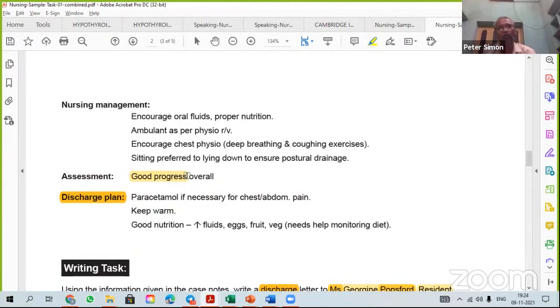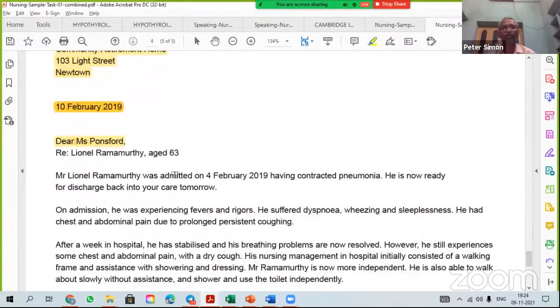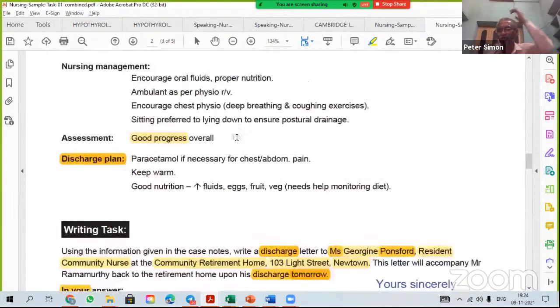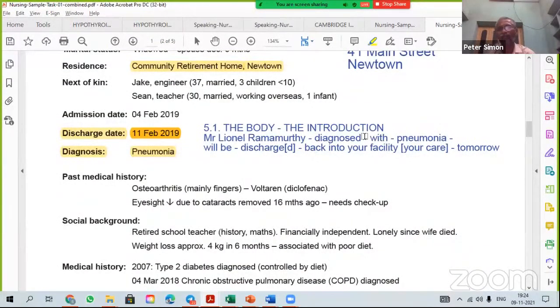So those are the points which you can use. I'm giving you the sample letter here. Mr. Ramamurthy was admitted, contracted pneumonia. So was admitted with pneumonia, contracted pneumonia, okay, and diagnosed with pneumonia or recuperating from pneumonia. So anything you can write, that is not a problem. So you can write any one of these things. Diagnosed with pneumonia, or admitted with pneumonia, or recuperating from pneumonia.